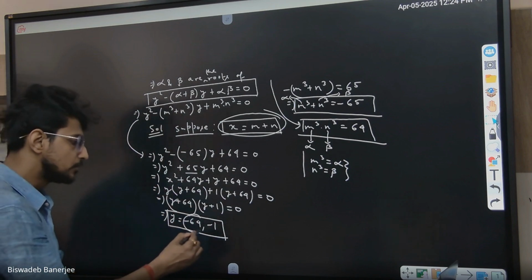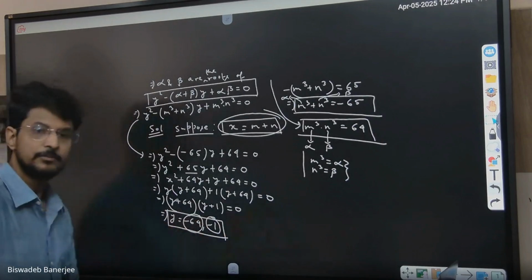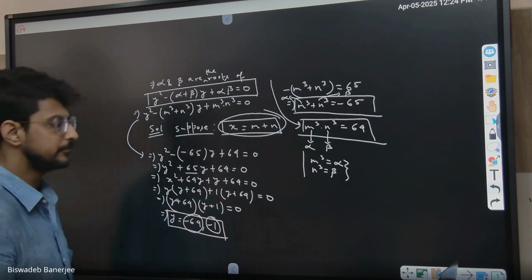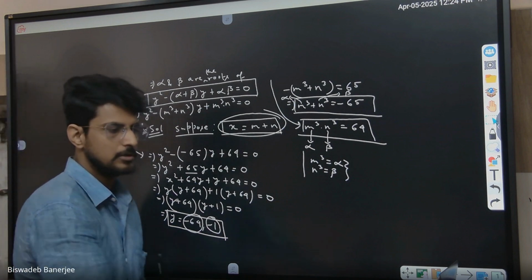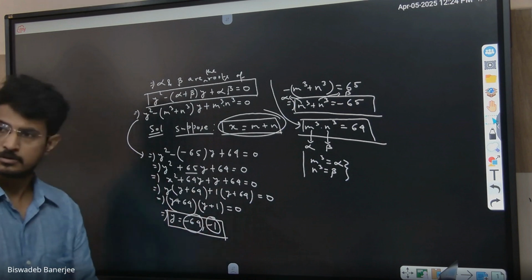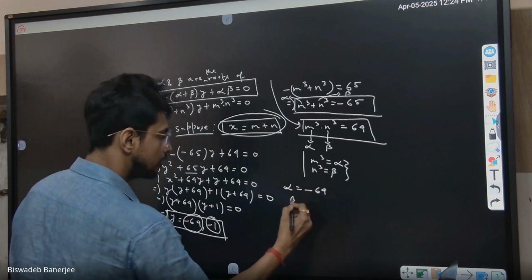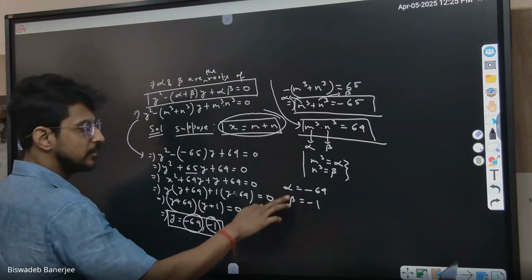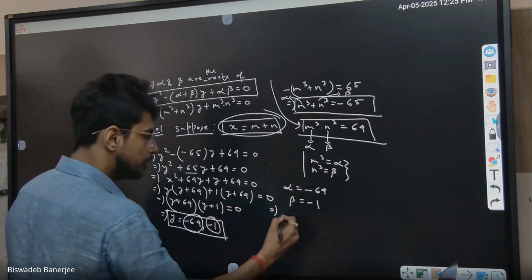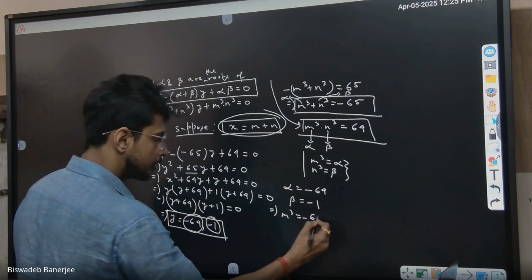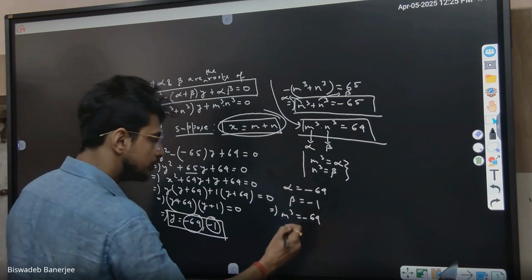Because these two values give us simple roots, these are my alpha and beta. Assume this is alpha, this is beta. Let alpha be this, because these are my roots. You can also take it the other way around, this is your choice. And my alpha is what? My alpha is m cube. And my beta is what? My beta is n cube.